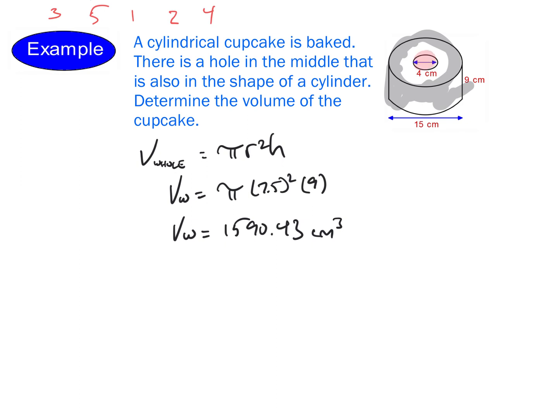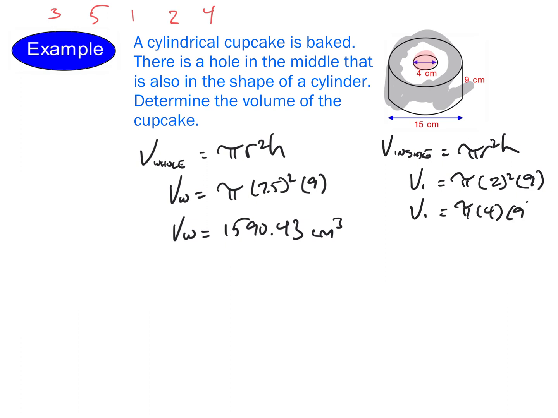So of course that is a cylinder. So I'm going to go volume of the inside. It's the same formula. It's pi r squared h. The radius now, though, is half of 4, so it's 2. And the height is still 9. So 2 squared is 4. So that's 36 times pi, which is 113.10 centimeters cubed.